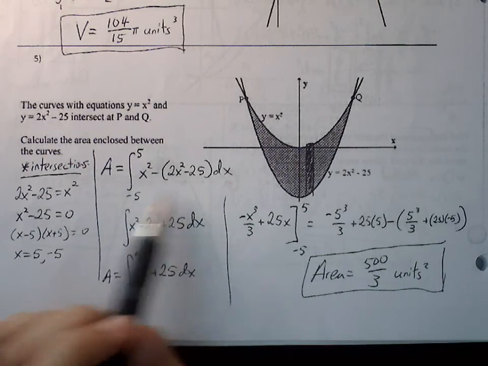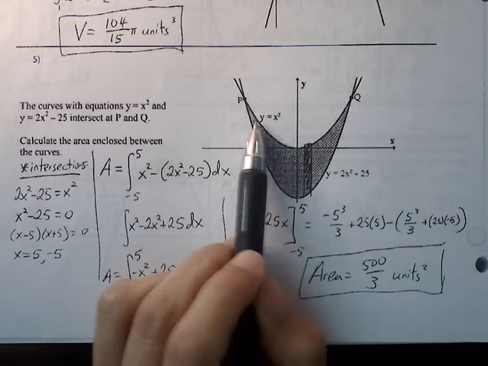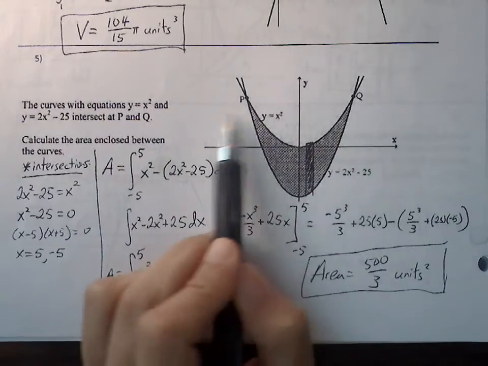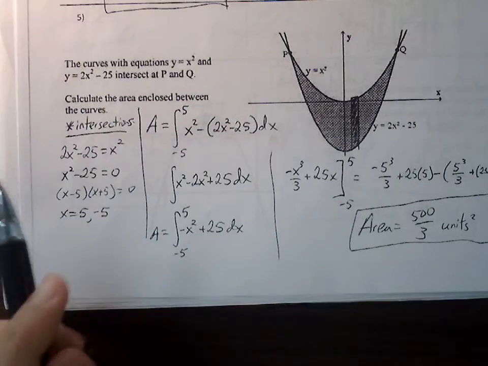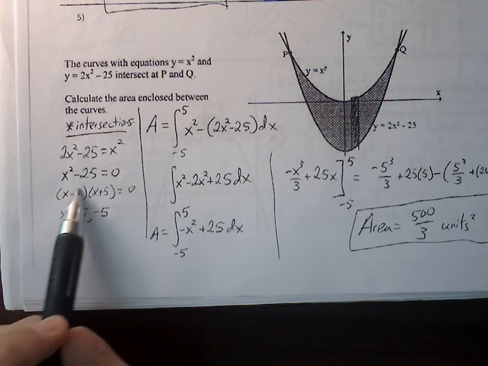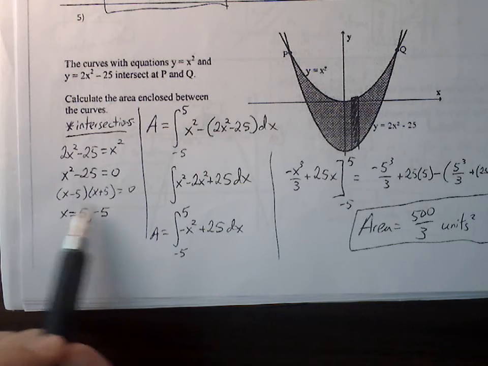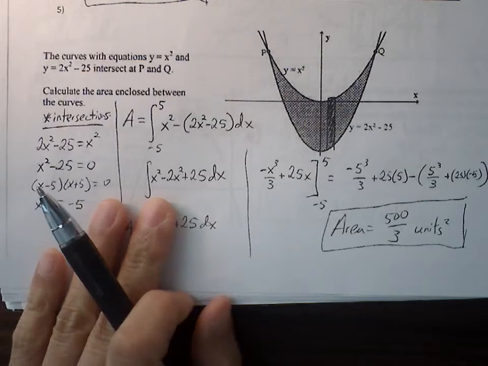But we have to find the boundaries ourselves. So we're going to set the 2 equations equal to each other and see where they intersect. And when we solve for x, we're going to get x equals 5 and negative 5.